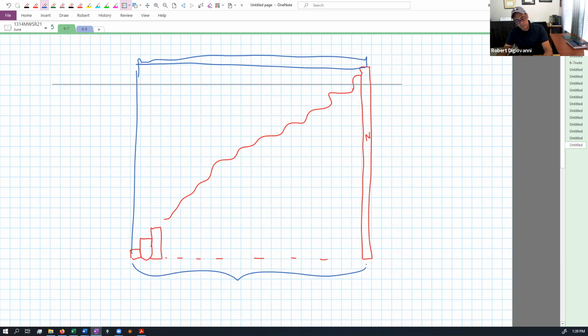How wide is it? Wouldn't it be like n? It'd be n, right? And how tall is it? N plus 1. And that means that if you took 1 plus 2 plus 3 and you added it up and you stopped at n, it should be this times this, n times n plus 1, but half of it.